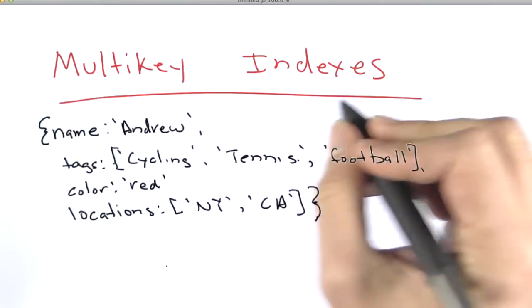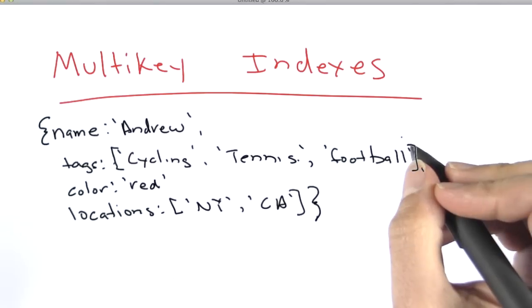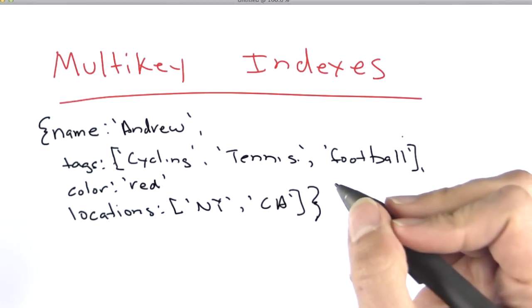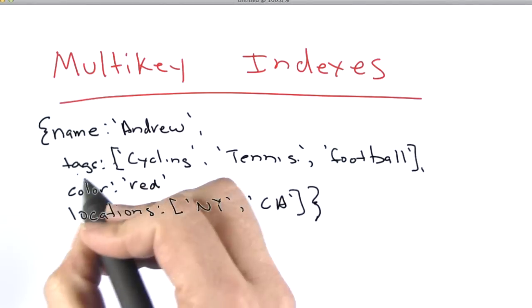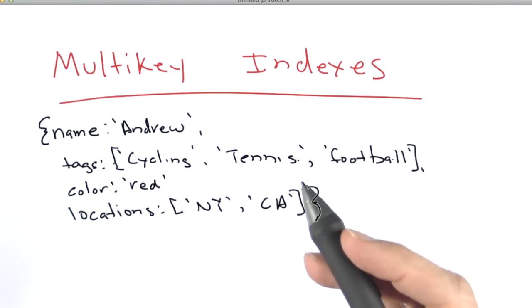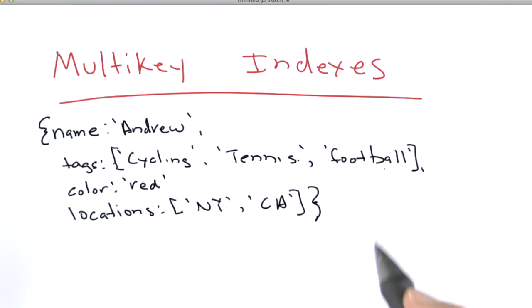Okay, let's talk about multi-key indexes. We discussed multi-key indexes briefly in the previous unit, but I want to go into more detail now. Let's say you have a document, and that document has a key tags, and the value is an array. And in this case, we have an array of cycling, tennis, and football.